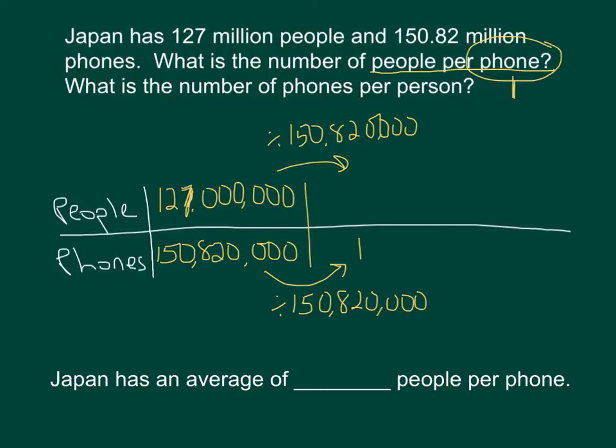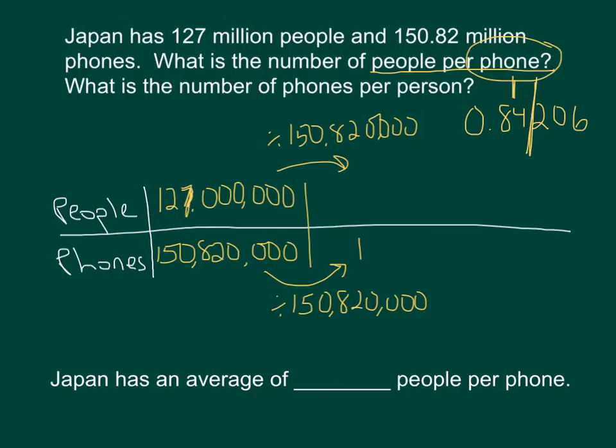And here's where I'm going to need a calculator. In my calculator, when I type in 127 million and I divide by 150,820,000, I get a really ugly number. I get 0.84206 and a whole bunch of other numbers. Now, I know the easiest way to set up my problem and to get an answer that makes sense is just to make it look like money. So I go 2 decimal places and then I draw a line separating it.